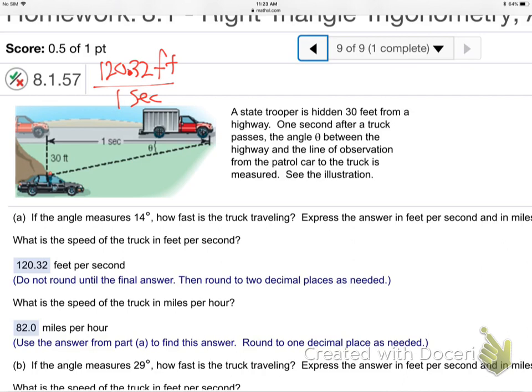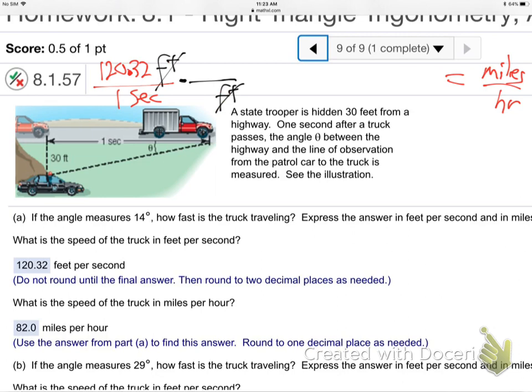Focus on what you want to get rid of. In the end, what do I want? I want miles per hour, which is also a fraction. So think, do I want feet? Is feet something I want to keep around? No, I want to get rid of feet. So if feet are on the top and I want to get rid of them, where am I going to put them? On the bottom. Yeah, you cross-cancel units. That'll make feet go away. See how I know where to put the feet.